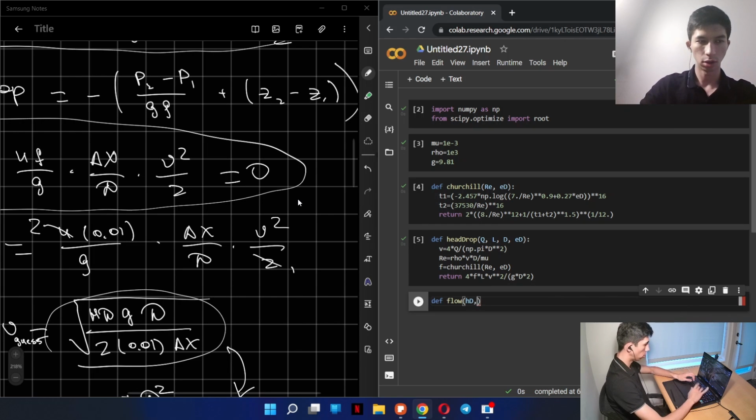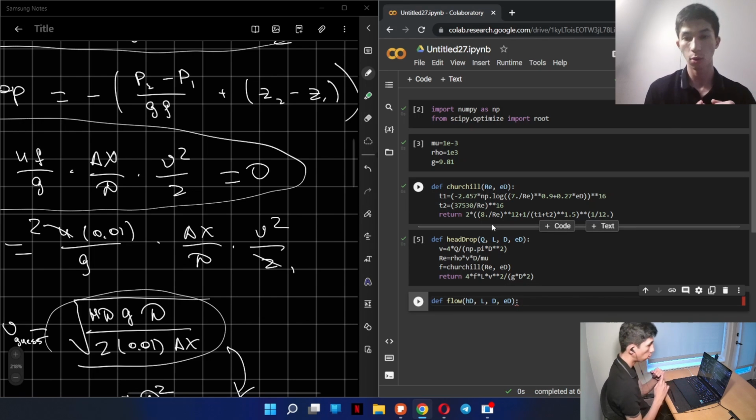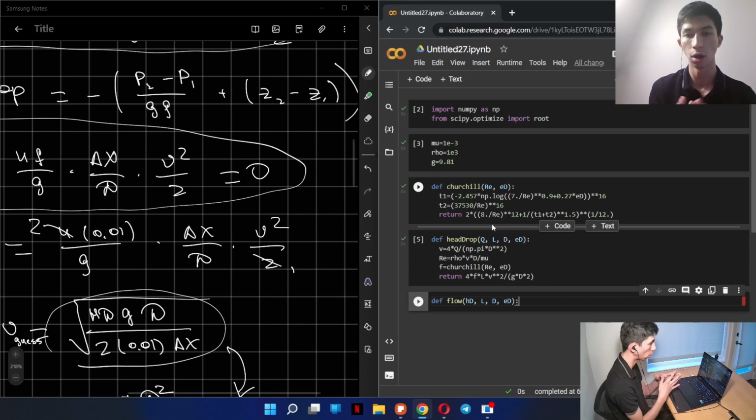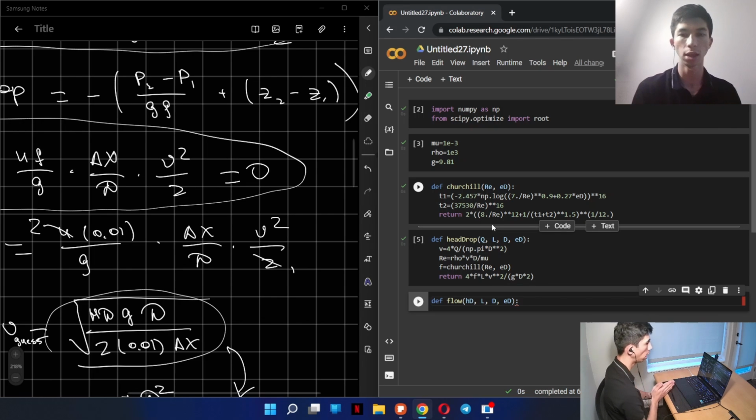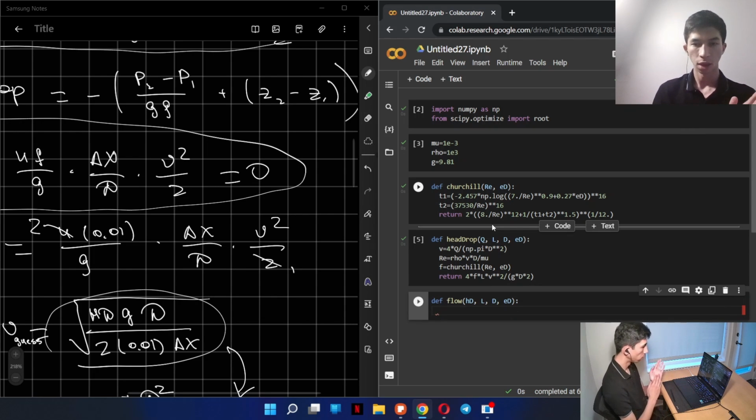Okay, so we're going to be given the head drop. What else are we going to be given? We're going to be given the length, the diameter, and the roughness, right? The same thing as with the first equation, but it's just the opposite of the first equation. In the first equation, we were given the flow rate and calculating the head drop, but in this one, we're given the head drop and calculating the flow.